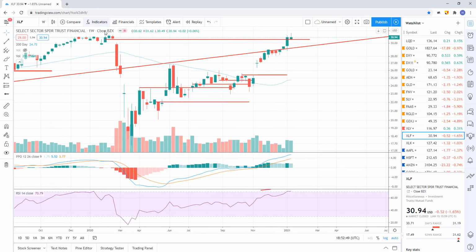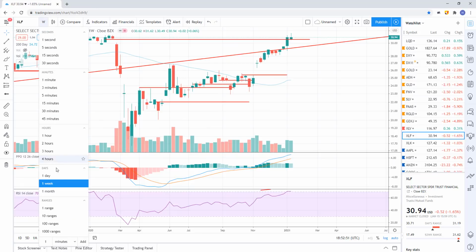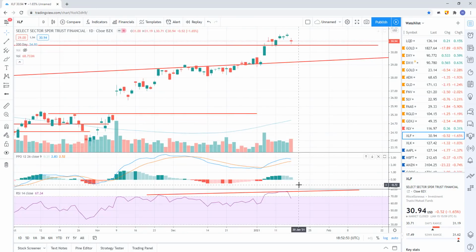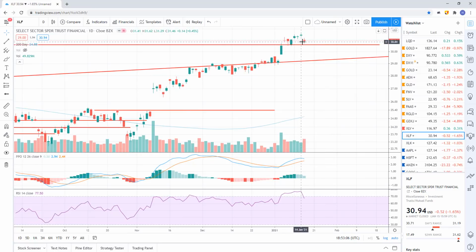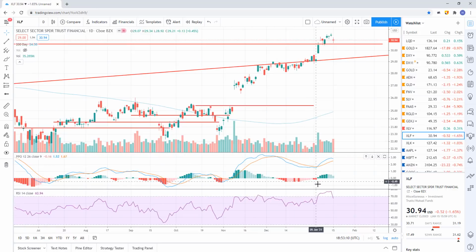If we go to the daily here on XLF, you'll see we don't have any negative divergence. So I marked this out right here, but there's no negative divergence. It's just bullish momentum. So we're not exactly sure what XLF wants to do. If it wants to make a new high and then put in a negative divergence, maybe it'll do that. But we just don't have it there on the RSI.